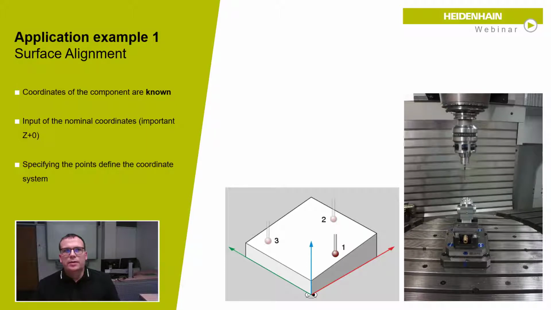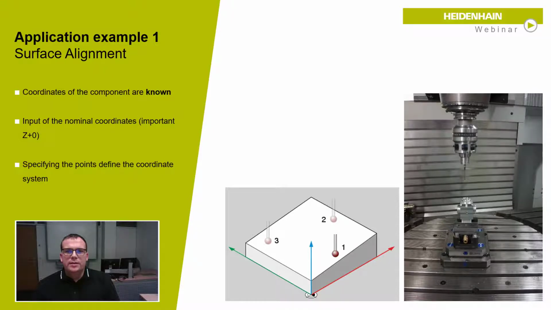Let's take a look at the application examples. At first, a simple surface alignment. So we know the coordinates of the workpiece. You see it on the right side. The workpiece is clamped on the table, and now we want to align the surface to remill my workpiece.